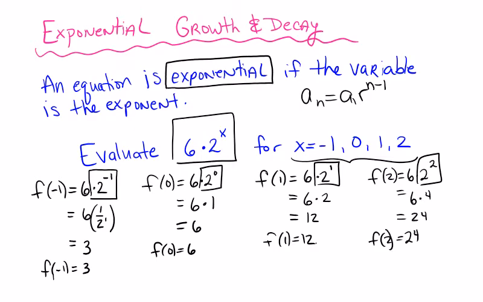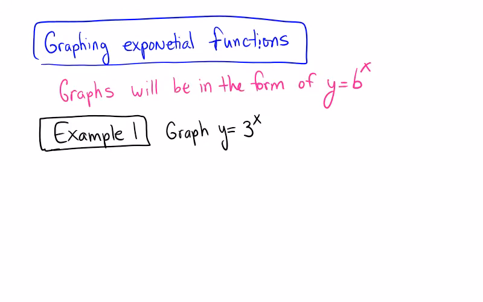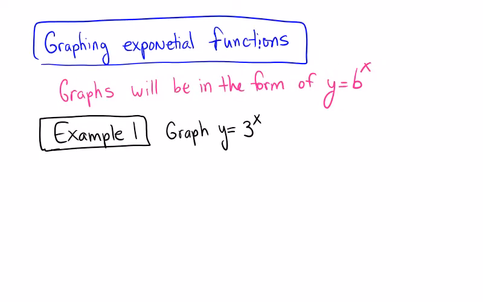Now we're going to use this information to look at graphing. So when we graph, every single equation for the graph will be in the form of y equals b to the x. So we're going to go through 3 examples of graphs. Our first example is graphing y equals 3 to the x.